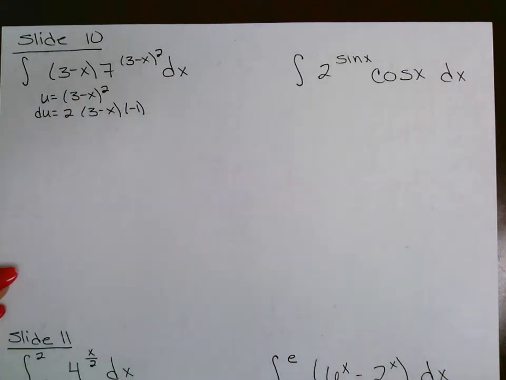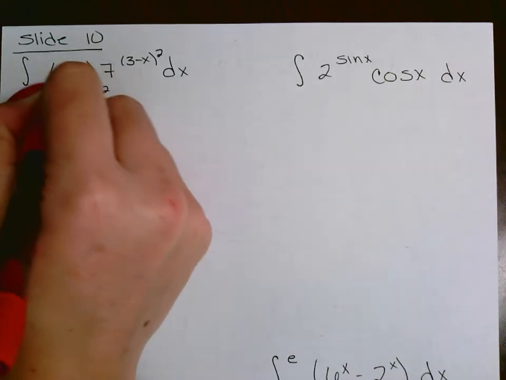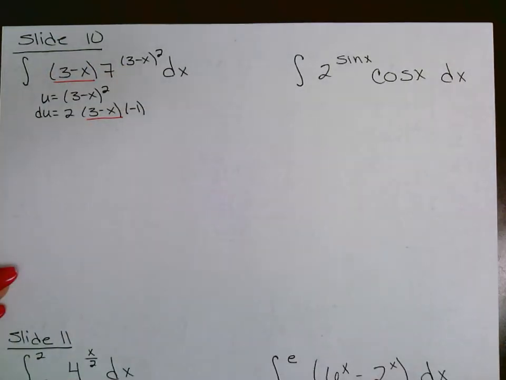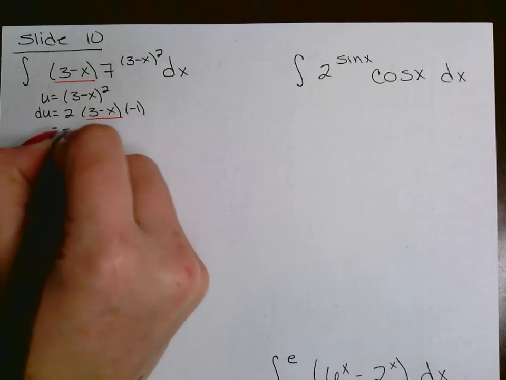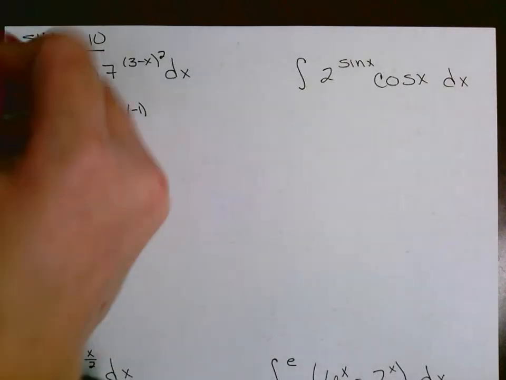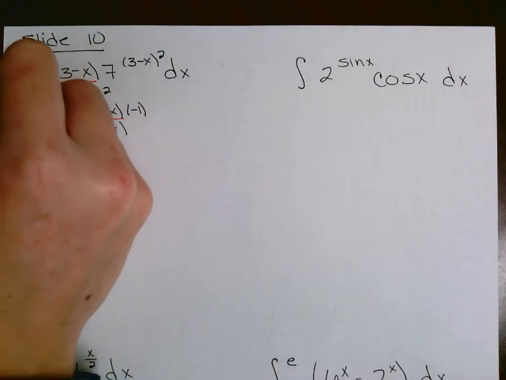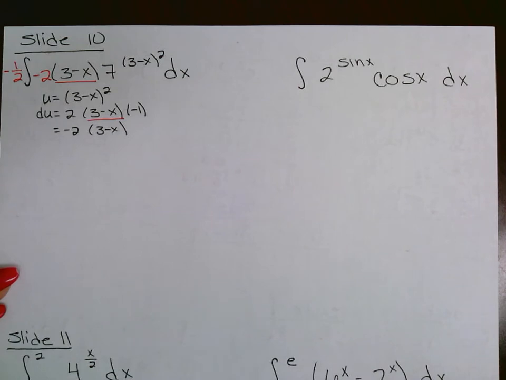So I have the 3 minus x. What am I missing? Good. I'm missing that negative 2. So I need to put in a negative 2 here. And what do I need to put on the outside? A negative 1/2.